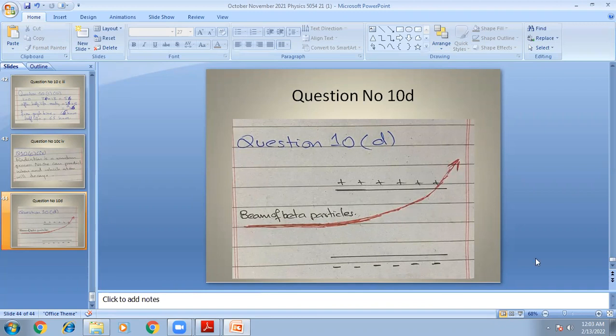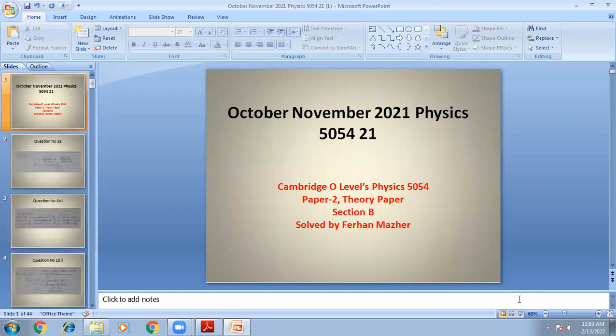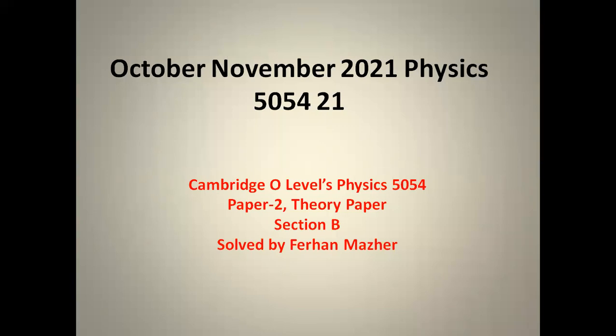So my dear students, today we are done with this paper. Today, my dear students, we have completed October-November 2021 Physics 5054 paper 21. In this session, we have done section B of this paper. Section A of this paper I have already done, and it's uploaded on my YouTube channel. I have done my best to solve questions number 8, 9, and 10, and I have tried to explain the concepts which were involved and the procedures and the statements.